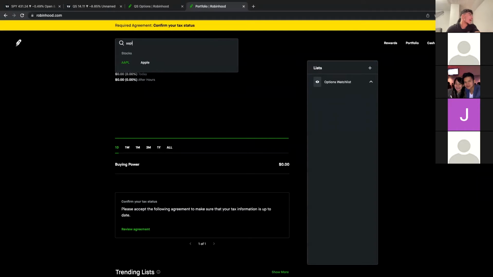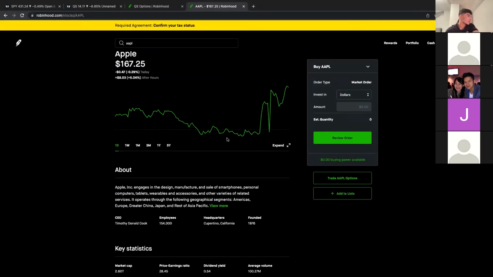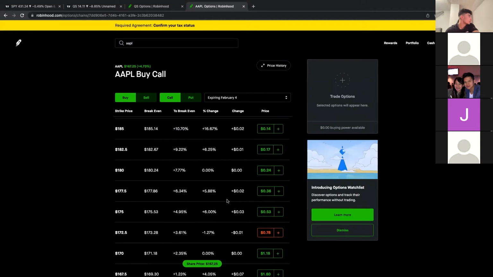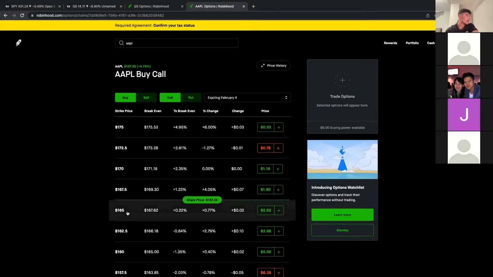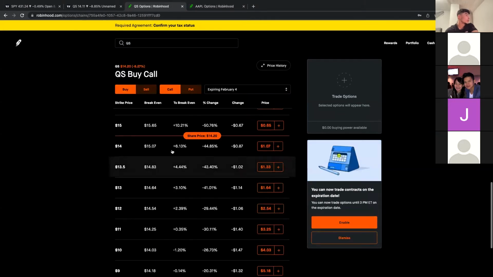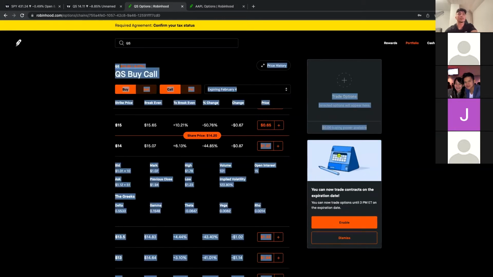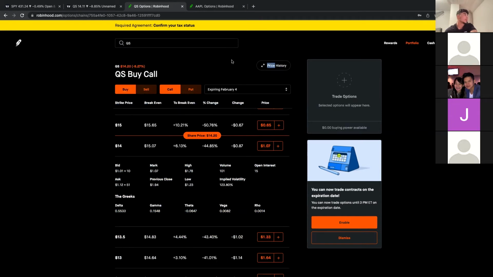If I was to open an Apple call, Apple's at 167. If we look at Apple options, buy a call, you can see right here that a 165 call on Apple is $262. You look at QS, a $14 call on QS is only $100. So just play a cheaper ticker. If you have a smaller account, simply put, just play a cheaper ticker. They're going to make similar moves.